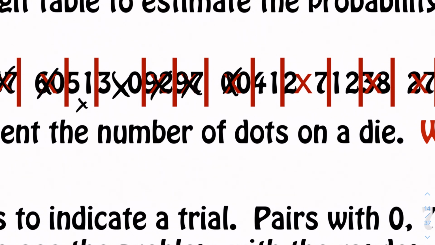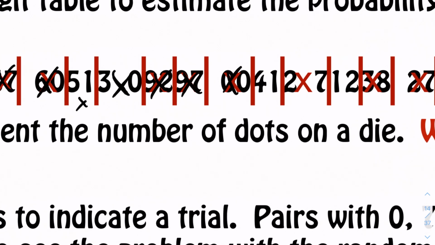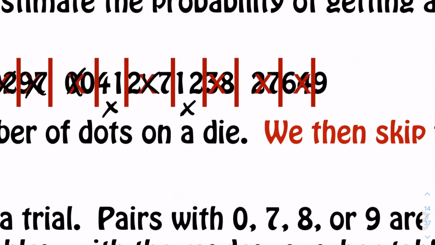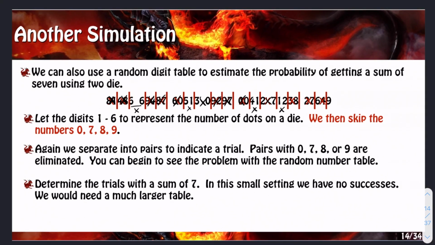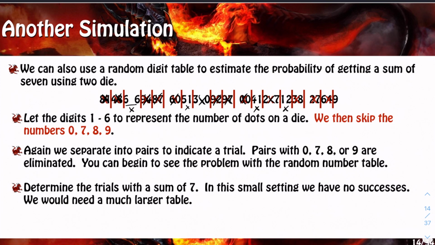0 and 0, no. 4 and 1 works, but it doesn't add to 7. 2 and 7, can't have a 7. 1 and 2, those values work, but that doesn't add up to 7. So you can see we're throwing out a lot of different options when we're looking through these numbers. So to determine the trials with a sum of 7, in this small setting, we have no successes. So we would need a much larger table to actually get a certain amount of 7s.